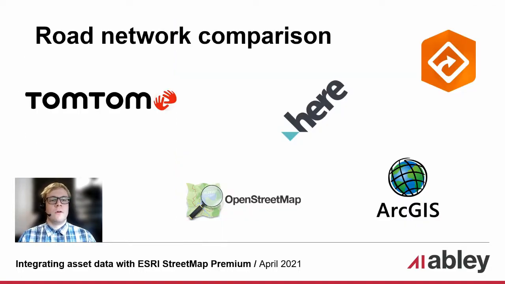So phase 1 involved a road network comparison. This was to determine the most suitable public road network for integration with custom data. Networks we considered included TomTom MultiNet R, HERE's road network, a road network that we here at Abley have developed from OpenStreetMap data, as well as ArcGIS StreetMap Premium. We compared factors such as completeness, accuracy, and price. The most important factor, however, was if we could add our own tracks onto the network.